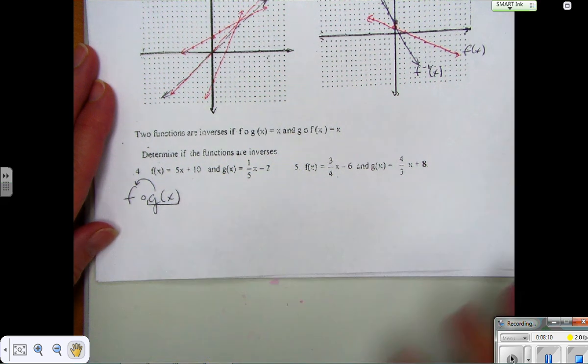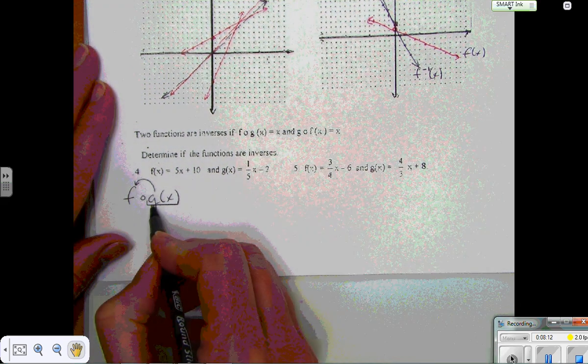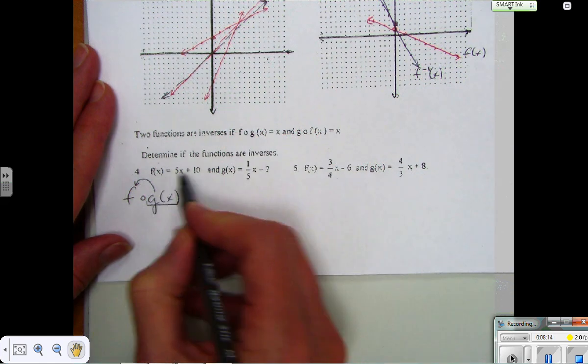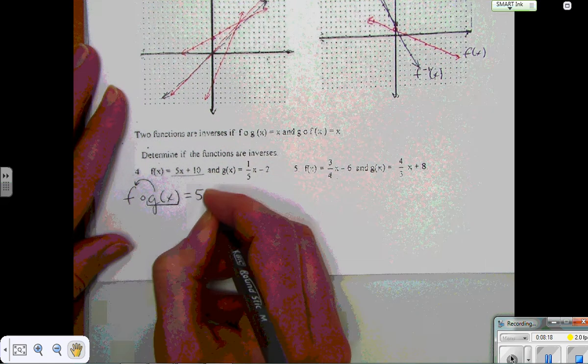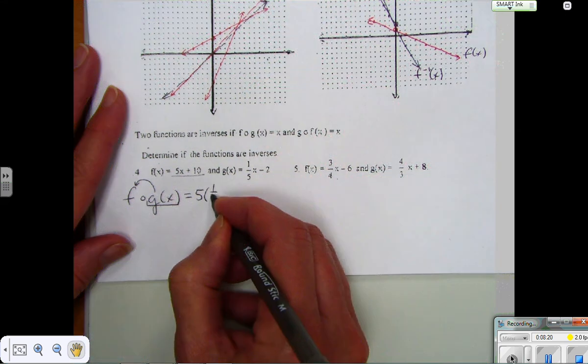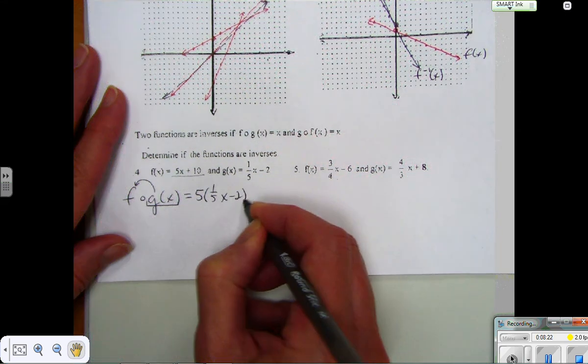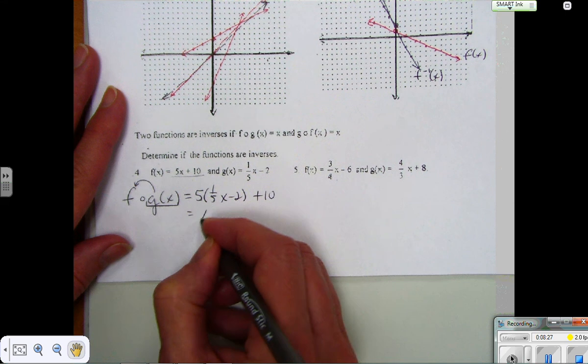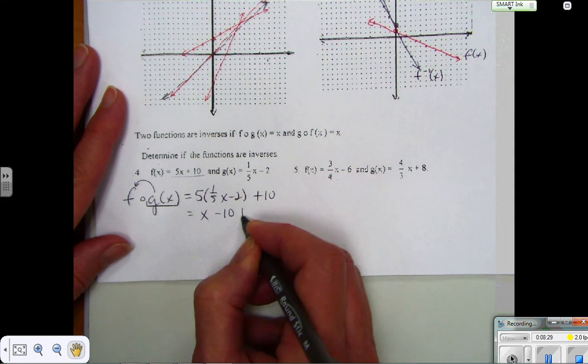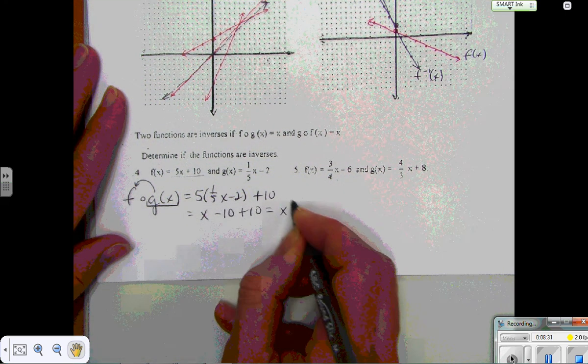So let's do this first part. I'm going to put g into f. So here's my f function. In place of the x, I'm going to put 1/5 x minus 2, and then simplify. So 5 times 1/5 x is x, minus 10 plus 10, so that equals x. Okay, so that one works.